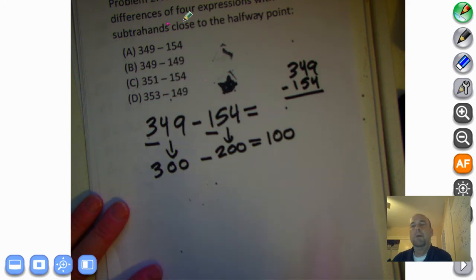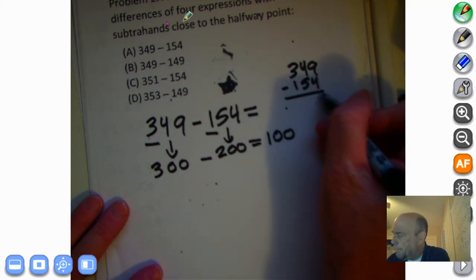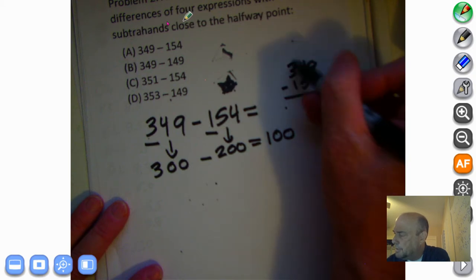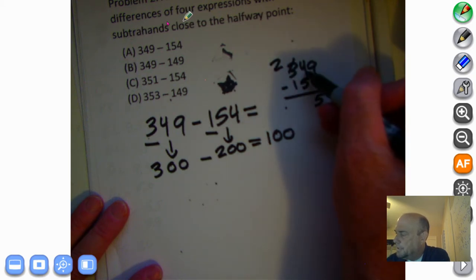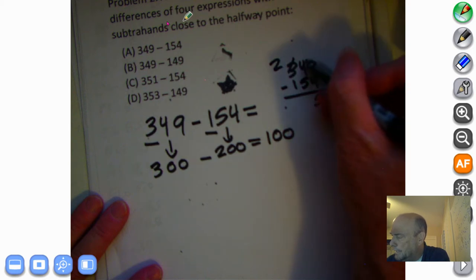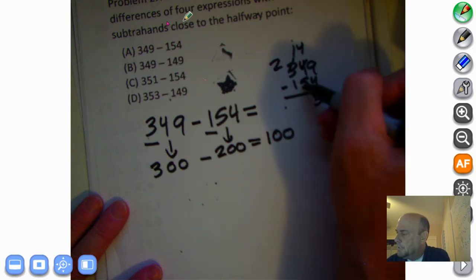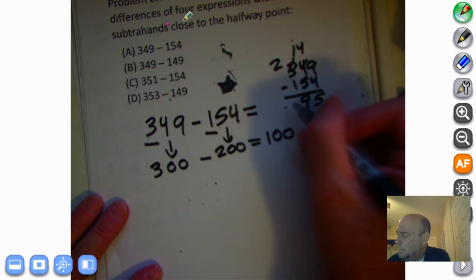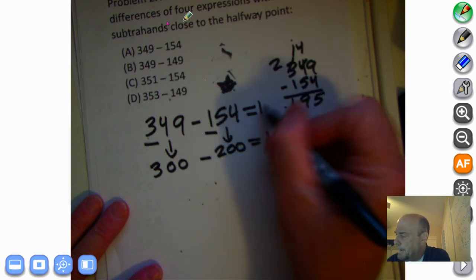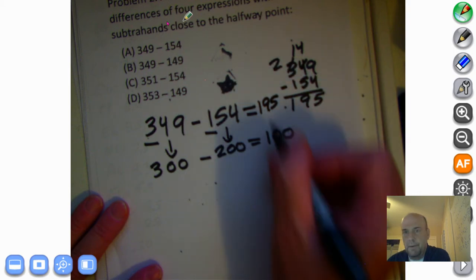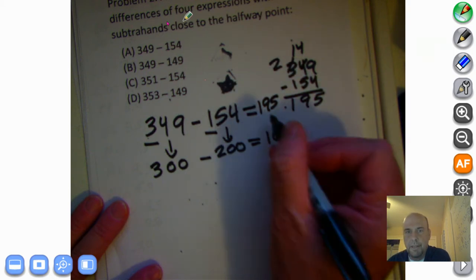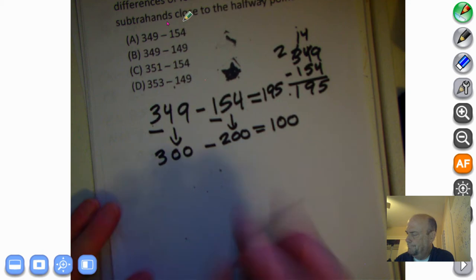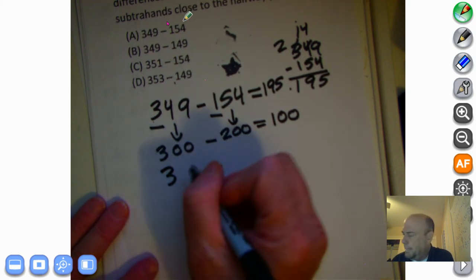And welcome back. I hope you paused this recording and gave it a try. Even if you didn't get it right, it's worth trying on your own. 9 minus 4 is 5. I can't take 5 tens away from 4 tens, so we're going to decompose. Bring 10 tens over here. 10 tens plus 4 tens is 14 tens. 14 tens minus 5 tens is 9 tens. 2 hundreds minus 1 hundred is indeed 100. So we have 195. Not very close. Our estimate was 100. Our actual was 195.